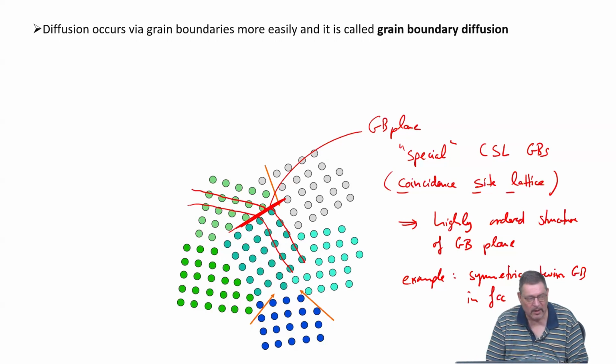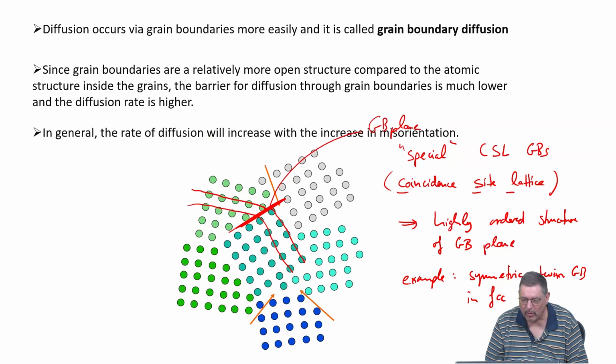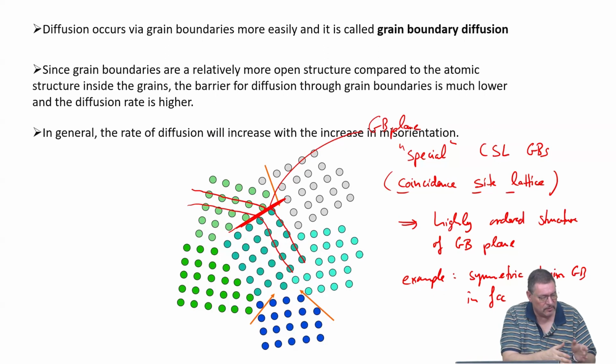But these are specific exceptions. Normally, it's like your colleague said, high angle grain boundaries have much higher diffusivity, and it's again because of their more open structure. And in general, it also means that if you have a higher misorientation between the grains, meaning if I put these two grains together like this, there is no misorientation, so it's not two grains, it's just one grain, because every lattice plane will be connecting.